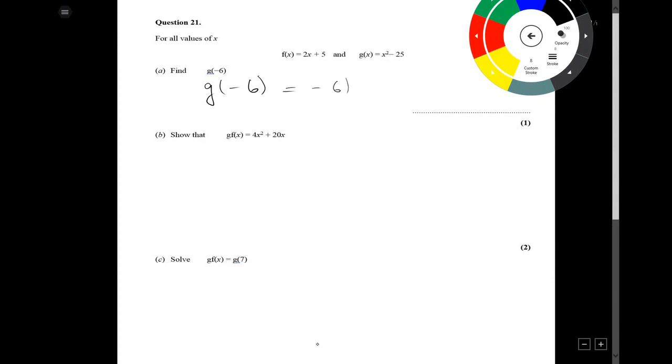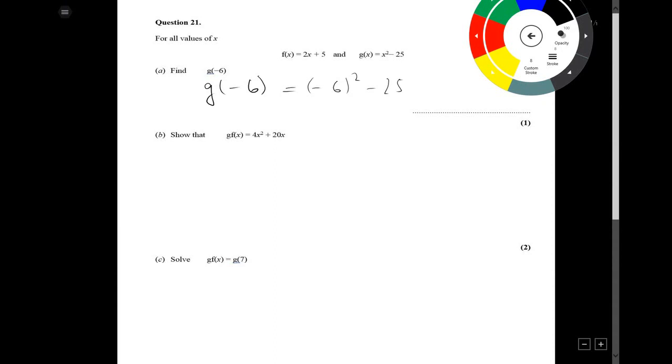And we want to work out the value of g of minus 6. So what this wants you to do is substitute minus 6 into your g of x function. And we're going to do that as soon as I can grab a pen. So if you want to work out g of minus 6, wherever we see x, we're now going to say minus 6. So you're substituting. So that's going to be minus 6 squared minus 25.